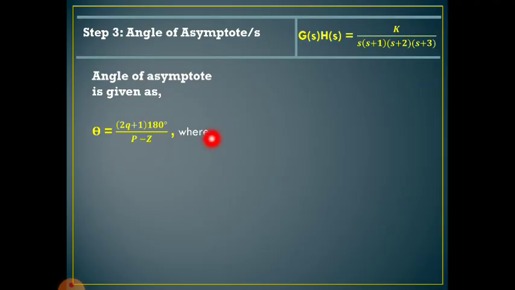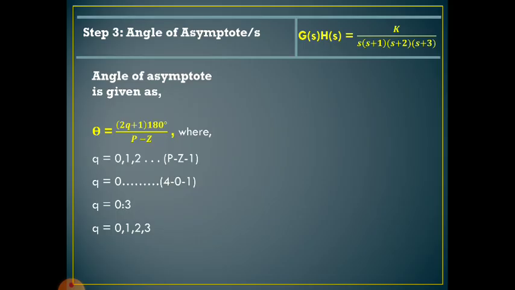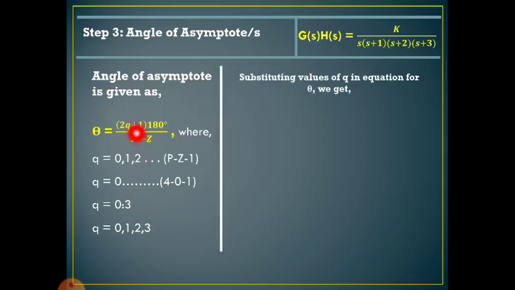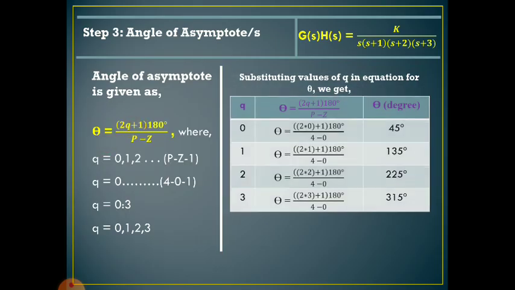So now here we know that there are 4 poles, so p is equal to 4, and we know that there are no zeros, so z is equal to 0. So what is q here? q is varied as 0, 1, 2 until p minus z minus 1. So we will substitute the values of p and z. So 4 minus 0 minus 1 is 3. So we should vary q from 0 to 3, that is 0, 1, 2 and 3. So now if we substitute the value of q as 0, 1, 2, 3, we will get different values of theta, and that is calculated here.